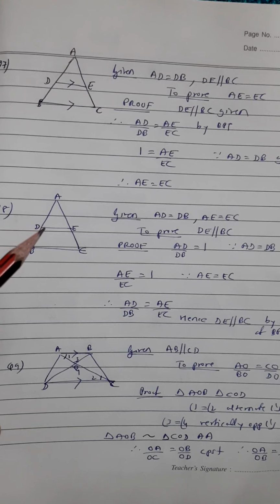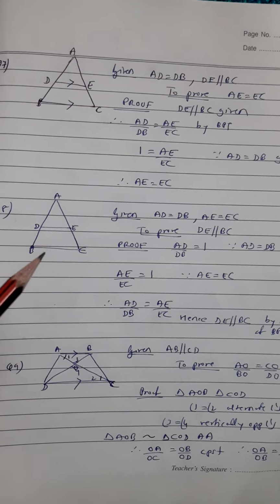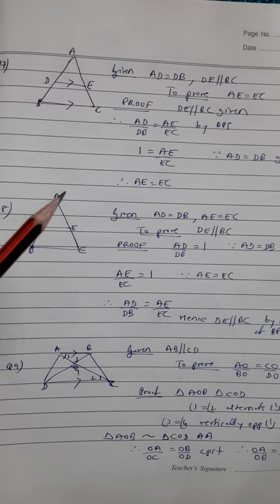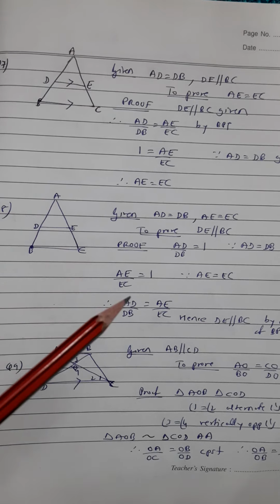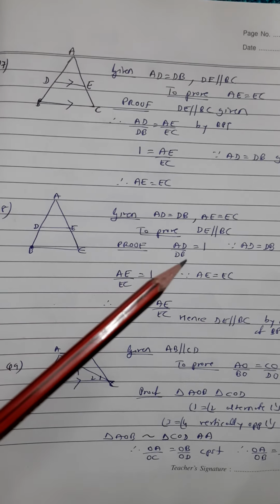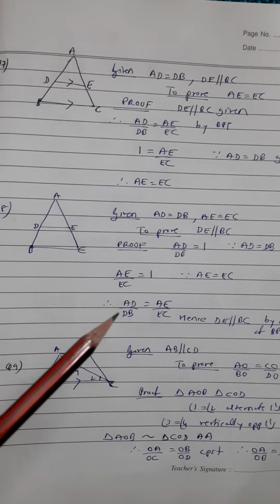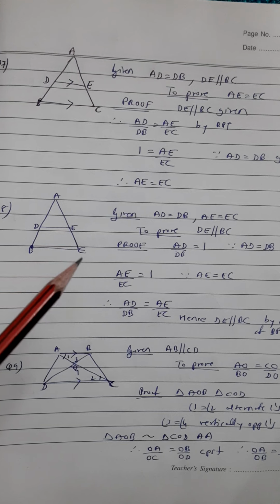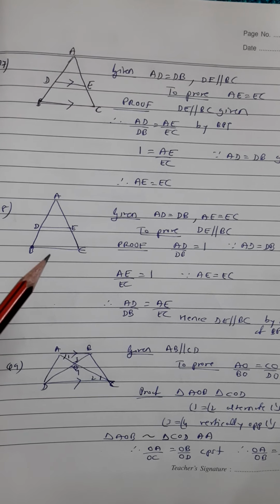The next, both are given midpoints. D and E are both midpoints. You have to prove that DE is parallel to BC. So if D is the midpoint, AD upon DB is 1. If E is the midpoint, then AE by EC is also 1, because when we are dividing equal quantities, the answer is 1. So this is also 1, this is also 1. So we can equate both. We can say AD by DB equal to AE by EC. And therefore we can say this is parallel to this. Why? Because by converse of BPT, if two sides are divided in the same ratio, then that line is parallel to the third side, right?